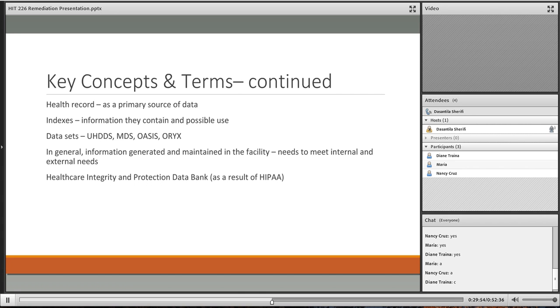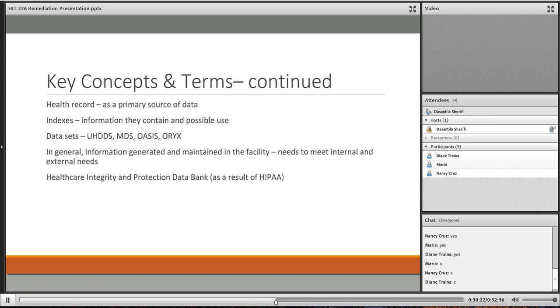A few more things that are a little random here. What's a health record? A health record, of course, contains the data about an individual patient, right? And it is considered to be the primary source of data. And then on top of that, we have secondary sources of data, including indexes such as MPI, disease index, operation index, and what else? Physician index.